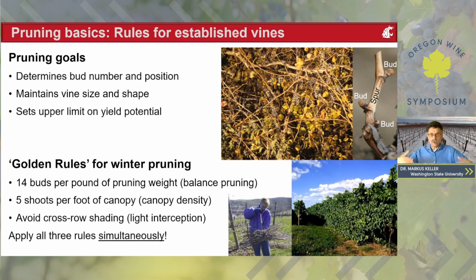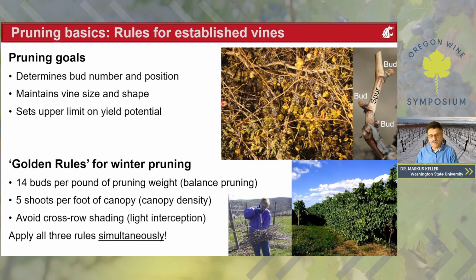These plants grow to very large size. They grow up on trees. They produce a huge amount of fruit. So pruning also serves to maintain the size and shape of the plant. And of course, it sets the upper limit on yield potential. And I'll show you a slide about that a little bit later.